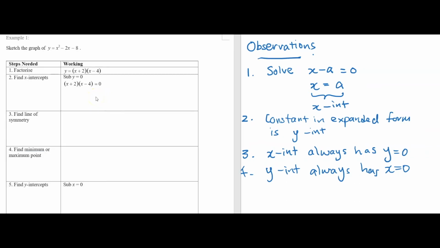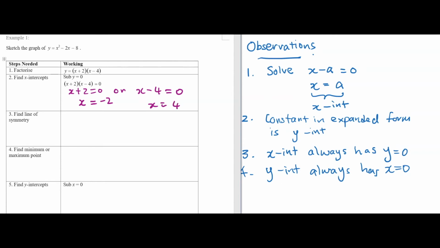So in example 1, we sketch the graph of y equals to x squared minus 2x minus 8. And this can be factorized into x plus 2 multiplied with x minus 4. In the exploration part of this video, we already deduced that when we solve the linear factors, we actually get the x-intercept. So this is like we solve this x plus 2 equals to 0 as well as x minus 4 equals to 0. And we get the x-intercepts of negative 2 and 4.